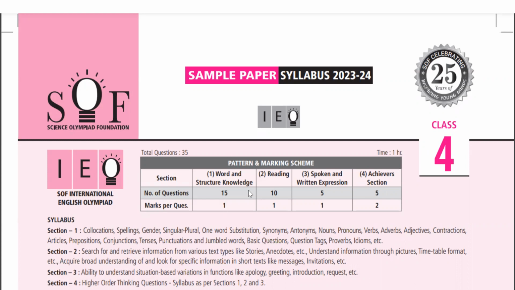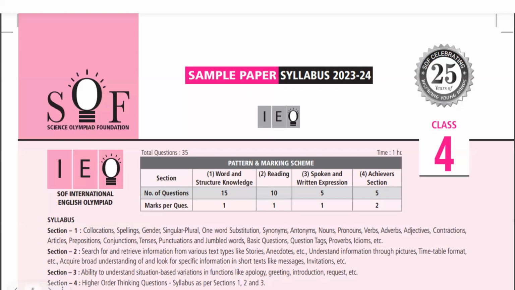Like you'll be given stories, anecdotes, and there will be figures, and you have to find out what will be covered in these particular boxes. You have to think. Those questions are based on your thinking. Now, understanding information through pictures. You'll be given pictures and you'll have to understand what the picture is talking about. Timetable format. Acquire a broad understanding and look for specific information in short texts like messages, invitations, etc.